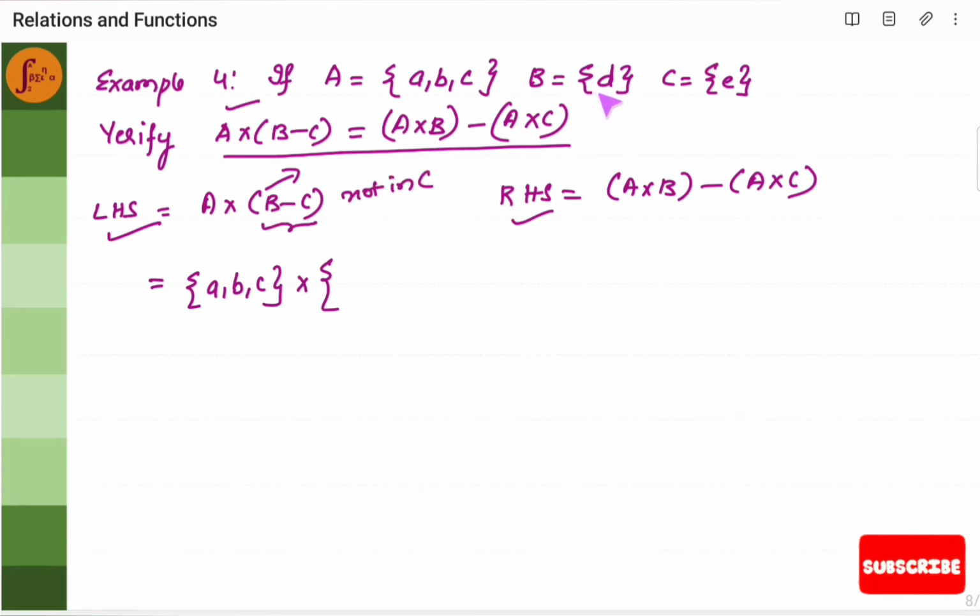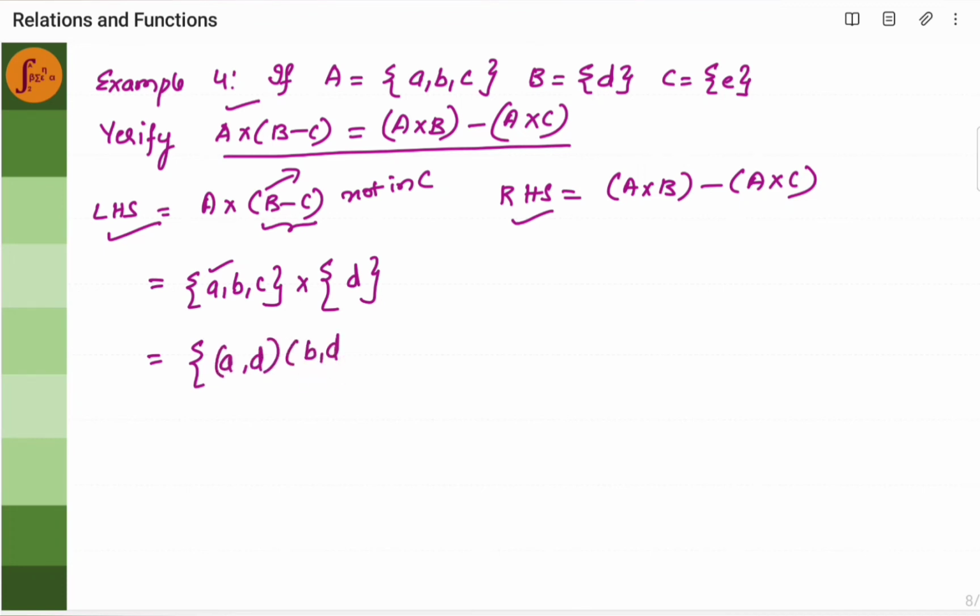Now let's come to set B. You have D. D should not be in C. It's not there. So D, that's all. Now we'll find the Cartesian product. So we'll take first element, second element, third element with this element. So A with D, B with D, and C with D. That's all. This is LHS. Now let's call this as, say, equation 1.